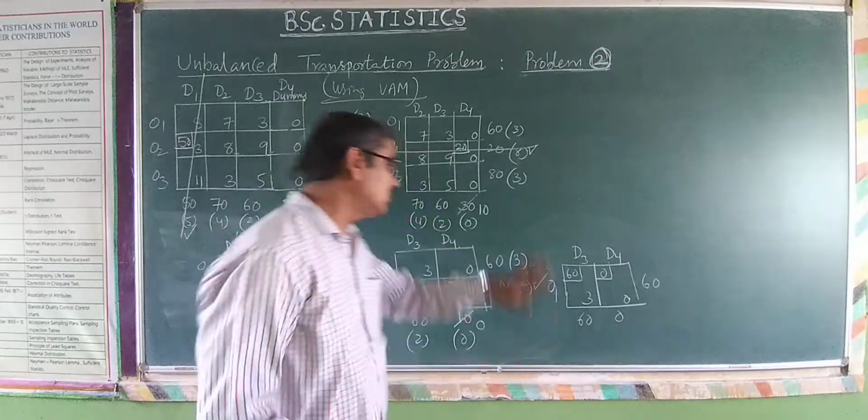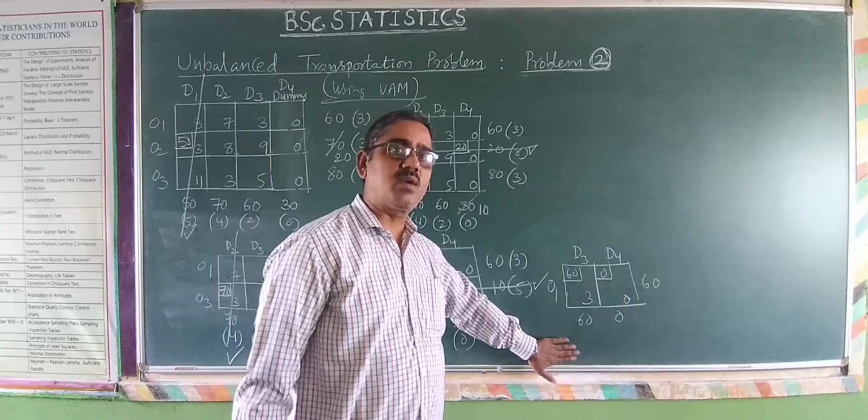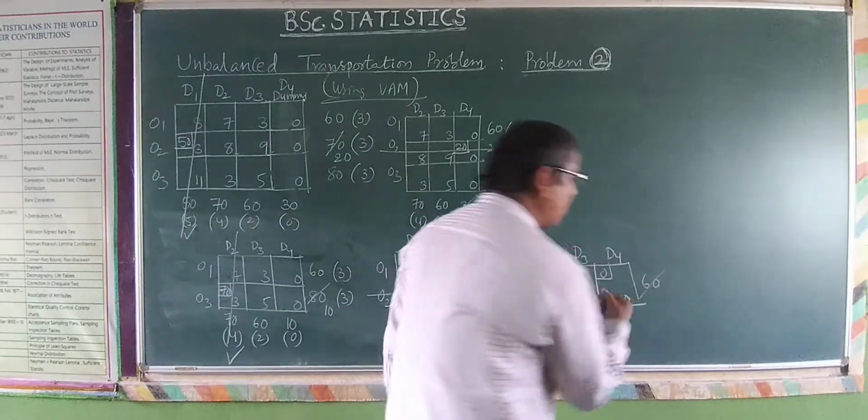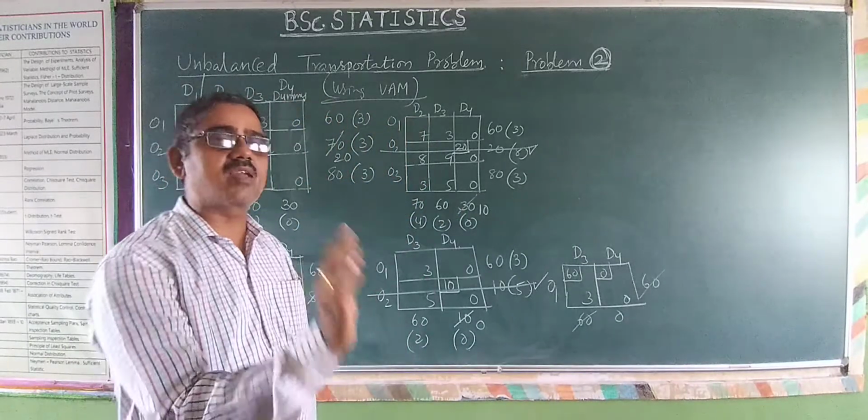So based on that, this is the solution. Therefore all rim requirements are satisfied. 60 and 60 both are satisfied. So therefore all rim requirements are satisfied.